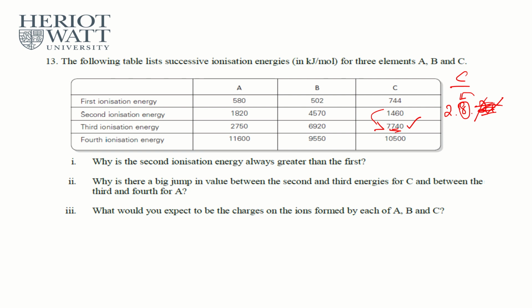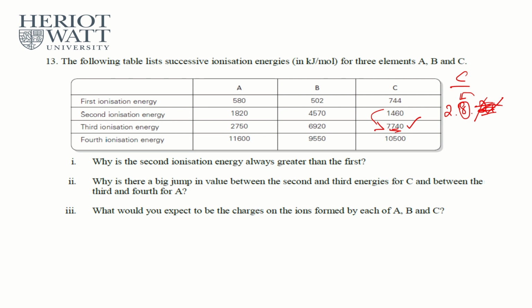Now, how to phrase it in the answer? It's very simple. Just say that the big jump between second and third is because the first two electrons are removed from the valence shell or the outer shell. The third electron is removed from the inner shell, which experiences a stronger effective nuclear charge. That's the answer for number 2. Same goes for A, because the first three electrons are removed from the valence shell. The fourth electron is removed from the inner shell, which experiences a stronger effective nuclear charge or core charge.